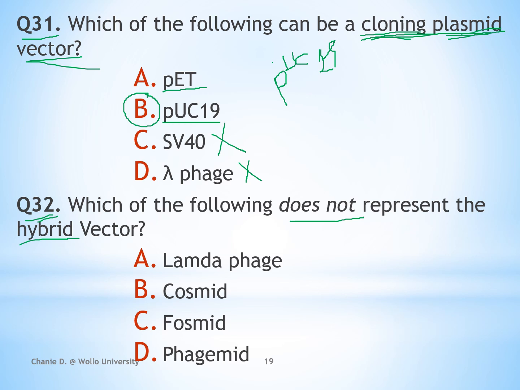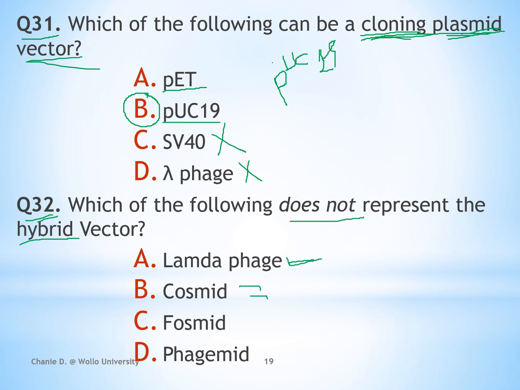Vector may be natural or artificial. The artificial one is hybrid. So the hybrid vector is developed by combining the best features of different vectors. So among these alternatives, lambda phage is not the hybrid, so it will be the correct answer. So we will suspend this one.